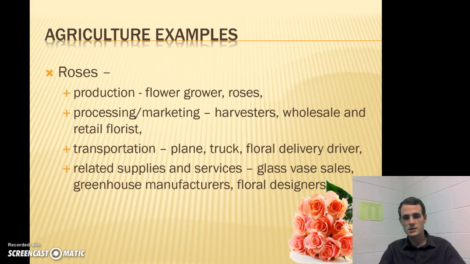The transportation, it travels: plane, train, truck, delivery driver. Related supplies and services: you got to have glass vases. In most cases, you got to have some kind of container for those roses to be in. You have greenhouse manufacturers, so you're going to grow these plants in greenhouses. That way you can grow them all the time, all year round, even when it's cold.